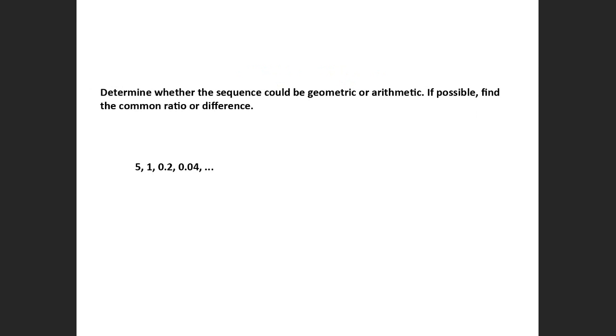Now it's really easy to find the ratio. All you have to do is take two numbers right next to each other. So 1 divided by 5 is 0.2. That would be my ratio. And you can take any two numbers. I could take 0.04 divided by 0.2, or 0.2 divided by 1. That gives me 0.2. 0.04 divided by 0.2 is 0.2. So it doesn't really matter. You just take two numbers next to each other and divide, and it will give you the ratio. So this is a geometric sequence, and the ratio is equal to 0.2.